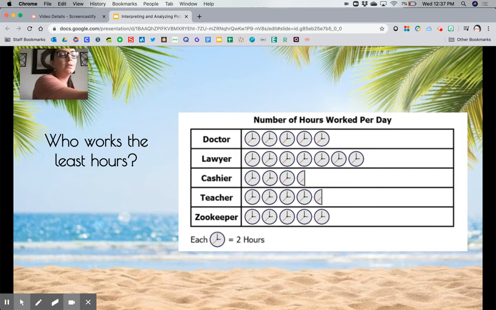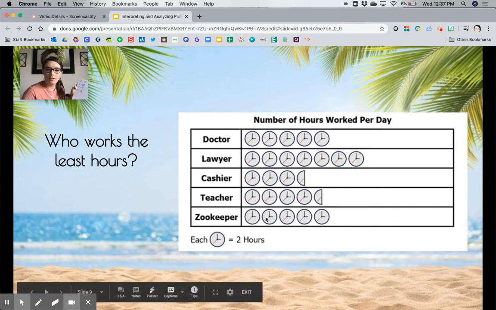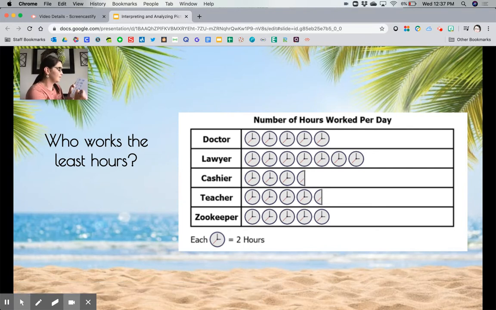Now, one way you could also do this is you could count them all out and use little symbols, like I'm going to write D for doctor. And then if I counted it out, 2, 4, 6, 8, 10, a doctor works 10 hours. L for lawyer, 2, 4, 6, 8, 10, 12, 14. 14 hours. A cashier, 2, 4, 6 plus half of 1, so that would be 7 hours. A teacher, 2, 4, 6, 8, 9, so a teacher works 9 hours. And then 2, 4, 6, 8, 10, so a zookeeper does 10.